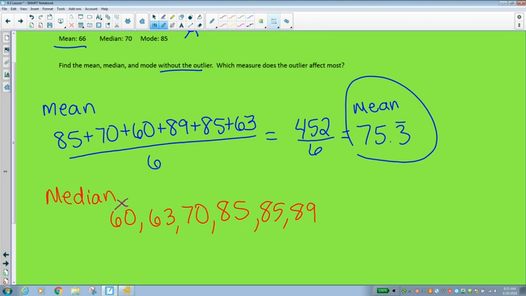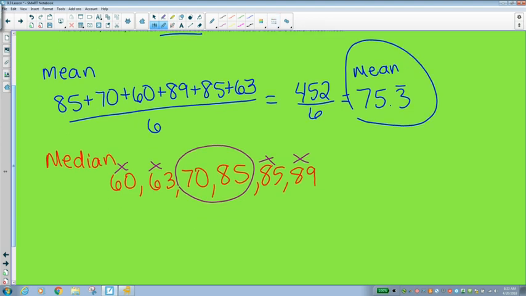So 60 is going to match with 89. 63 is going to match with 85. And now I am left with 2 numbers in the middle. So I need to find the average of 70 and 85. So 70 plus 85 divided by 2, it's just the average of those two. And when I do that, I get 155 over 2, which when I divide that, I get 77 and a half, which is my median.